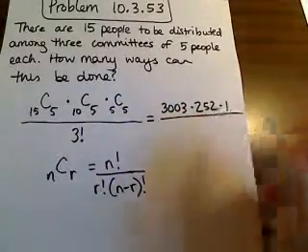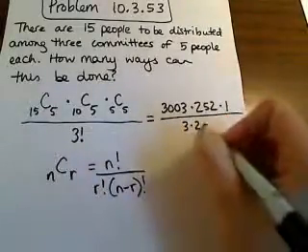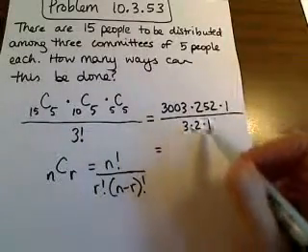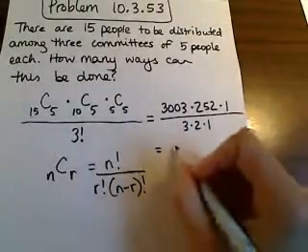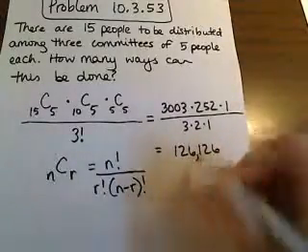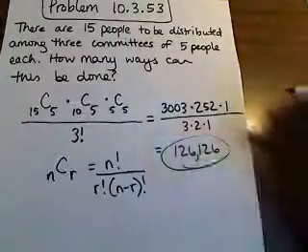Okay, so I would multiply all of those together in the top. 3 factorial in the bottom is just 3 times 2 times 1. Okay, so multiply this, divide by 6 essentially, and you're going to end up with 126,126 ways that can be done. Okay, so that would be your answer right there.